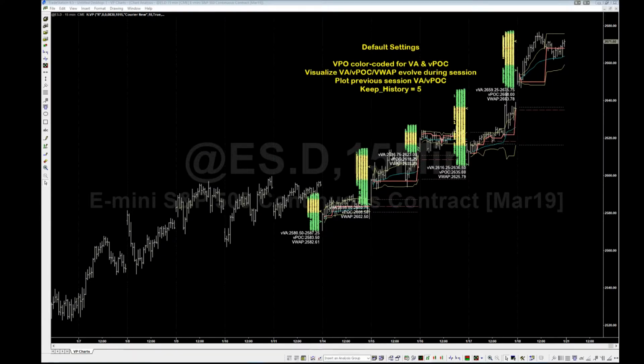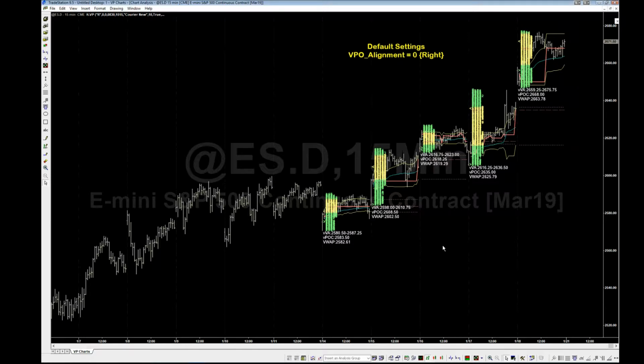Let's jump into TradeStation and take a look at the indicator running. I'm doing these screen captures after the regular trading hours are over, so you won't actually see the charts change. This first example is the default settings for the indicator, where the VPO are color coded to show you the value area and the volume POC. You can see the volume value area high, low, and the POC change over the session. You can also see the volume weighted average price change over the session. Additionally, the previous session's volume value area and volume POC are displayed, and 5 sessions of history are maintained on the chart.